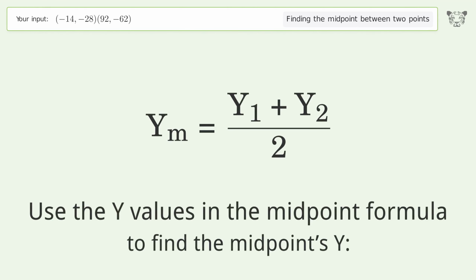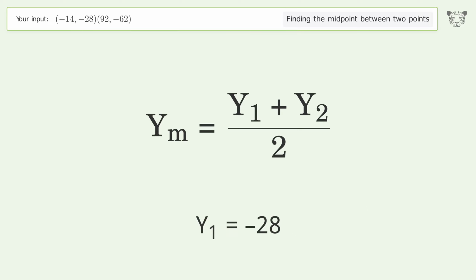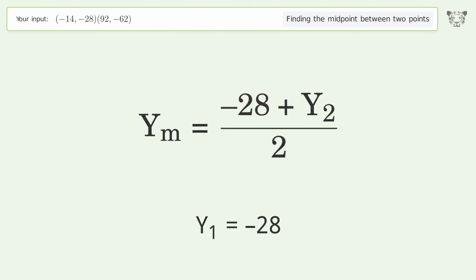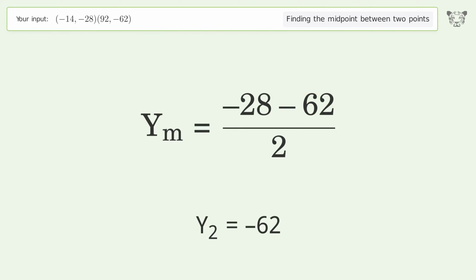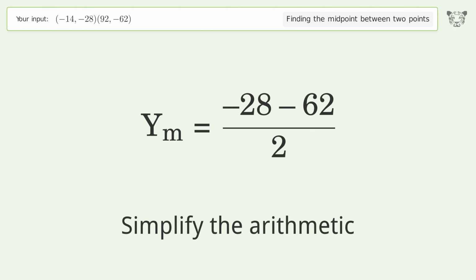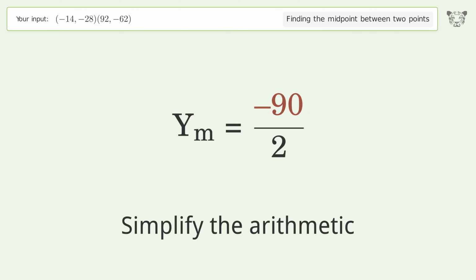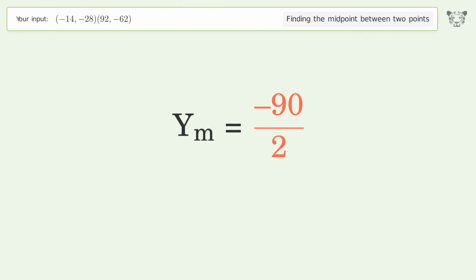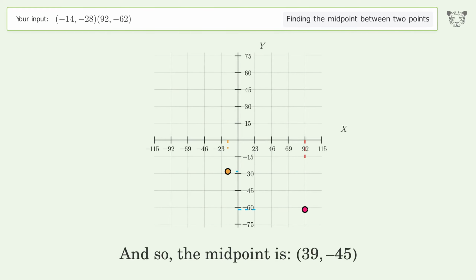Use the y values in the midpoint formula to find the midpoint's y. y1 equals -28. y2 equals -62. Simplify the arithmetic. And so, the midpoint is 39, -45.